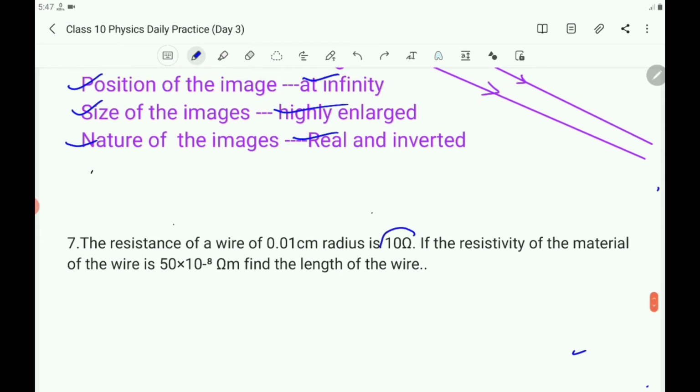Here the resistance of the wire is given, the radius of the wire is given, and also the resistivity of the wire is given. What do we have to find out? We have to find the length of the wire.